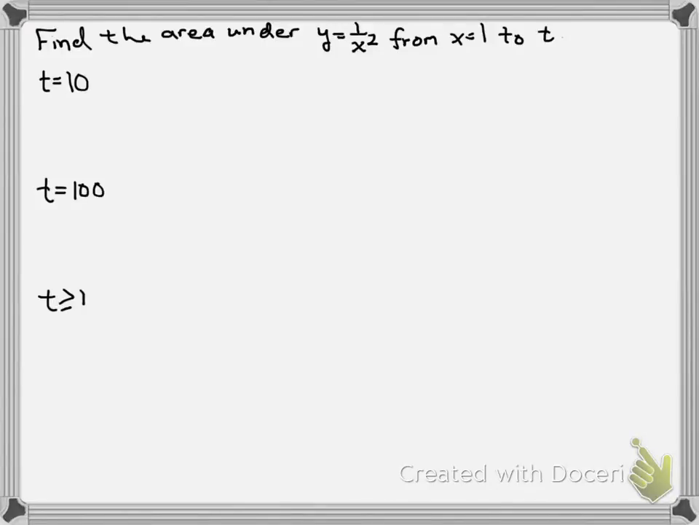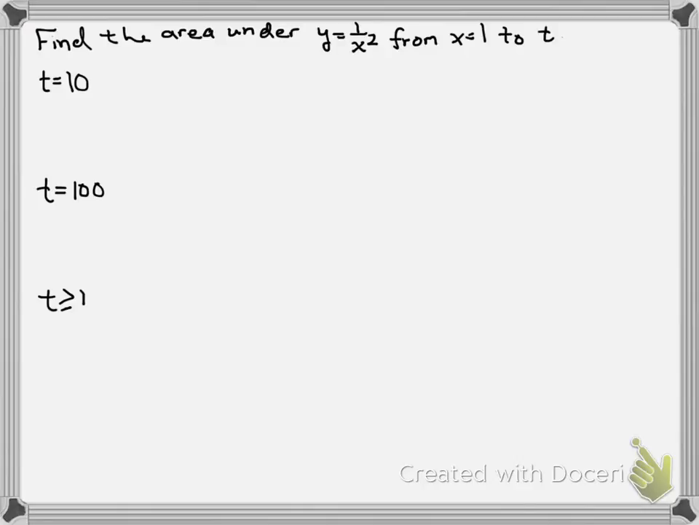So we're asked to find the area under the curve y equals 1 over x squared from x equals 1 to t. And we're going to do this 3 separate times. One for t equals 10, one for t equals 100, and then one for all values of t greater than or equal to 1. So under the entire curve.